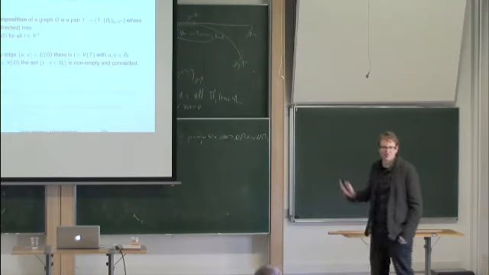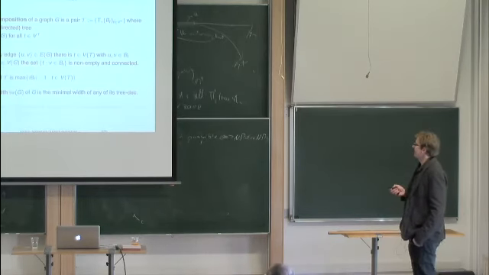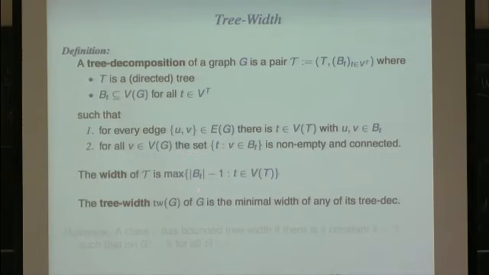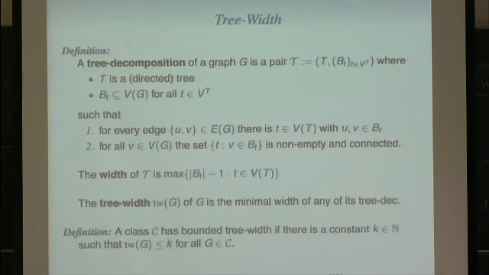And I'll give you an example on the next slide. And then we can define the width of a tree decomposition to be the maximum number of elements in a bag minus 1. And the tree width of a graph is just the minimum width of any of its tree decompositions. So every graph has a tree decomposition. You just take one bag and throw everything in. And so there's also a minimum width tree decomposition. And a class of graphs has bounded tree width if there is a constant k such that the tree width of every member of this class is bounded by k.